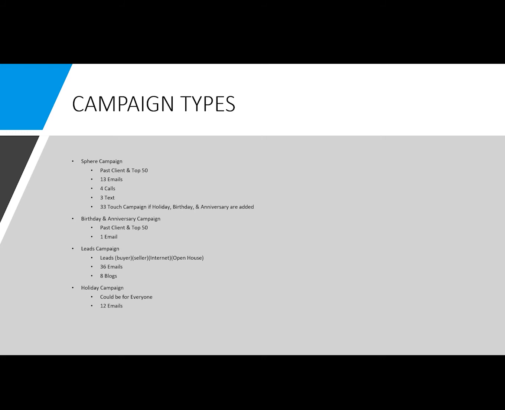So the next one is the lead campaign. The lead campaign is for leads that could be buyer leads, seller leads, internet leads, open house leads. It is 36 emails and it is 8 blogs. You do not have to use the blogs. For example, if their website does not support blogging, you do not have to use the blogs. You can actually do one of two things. You can either modify the email without a blog, or you can add the blog into the email.